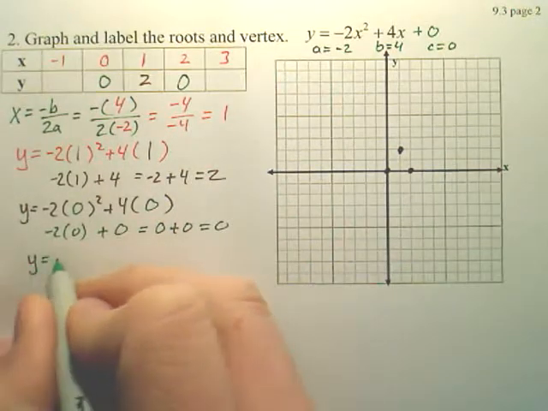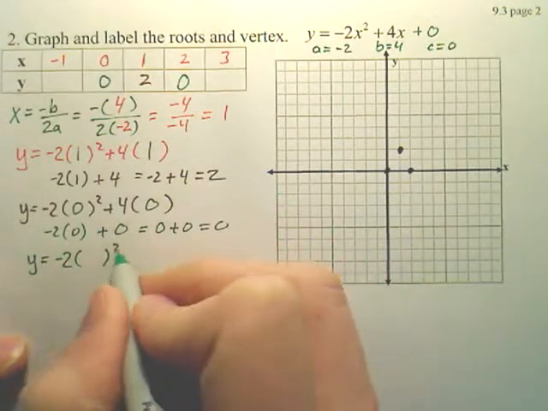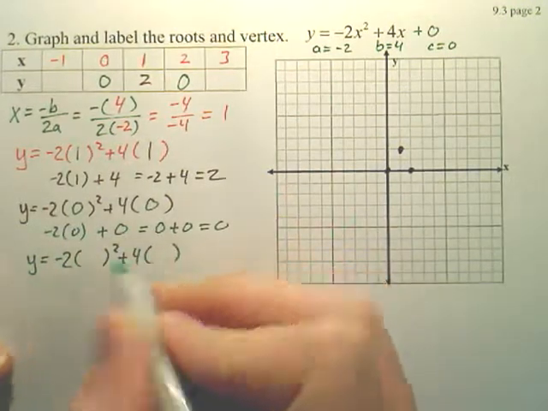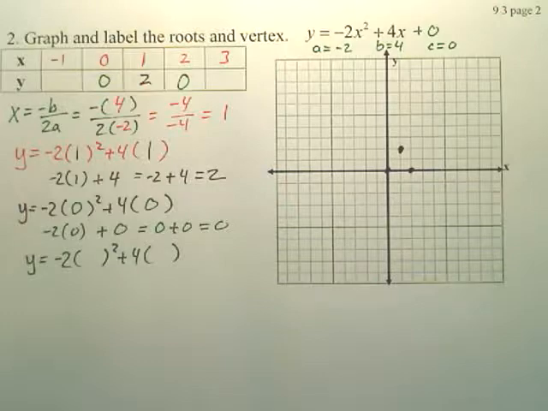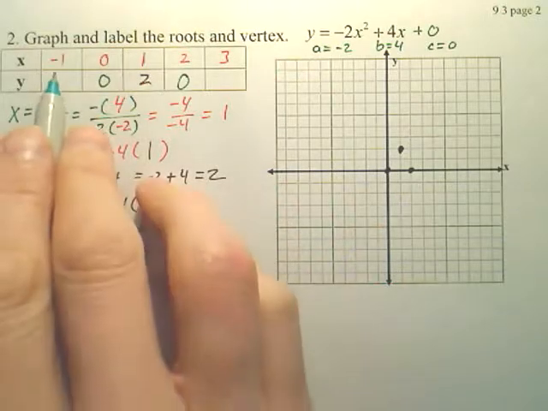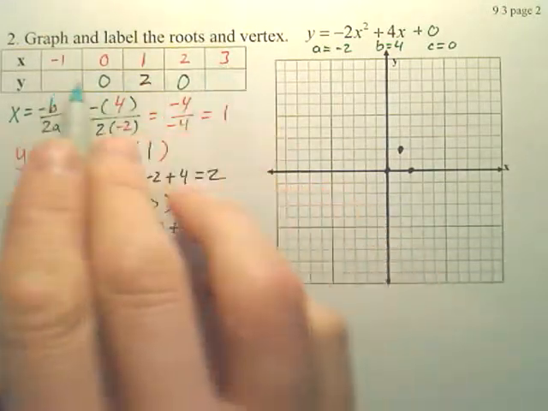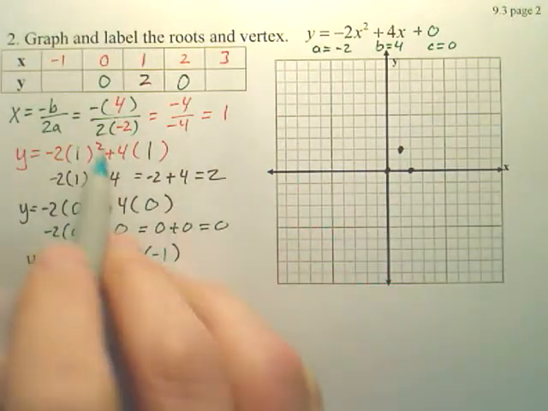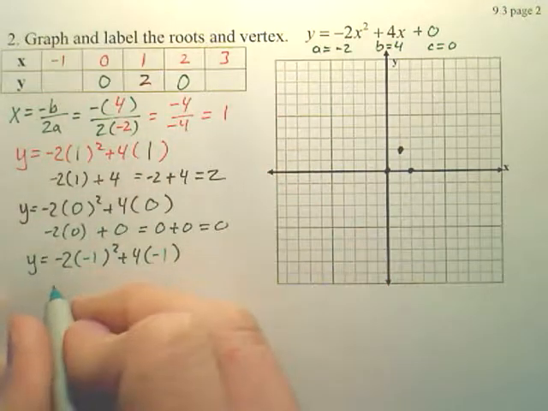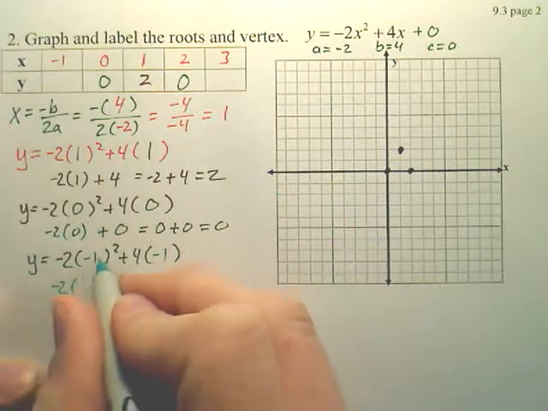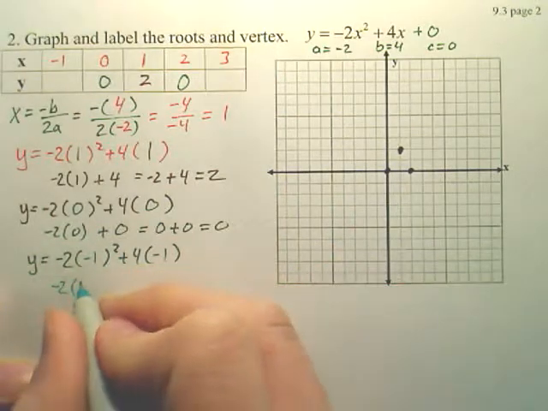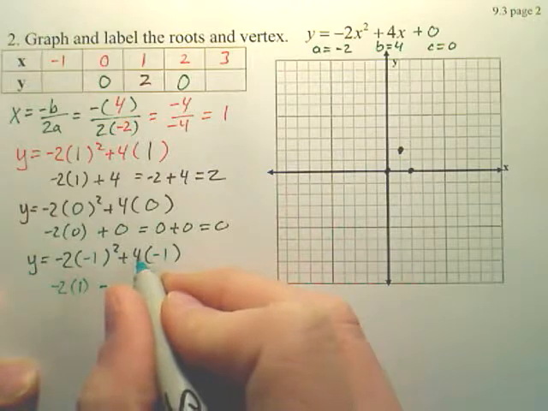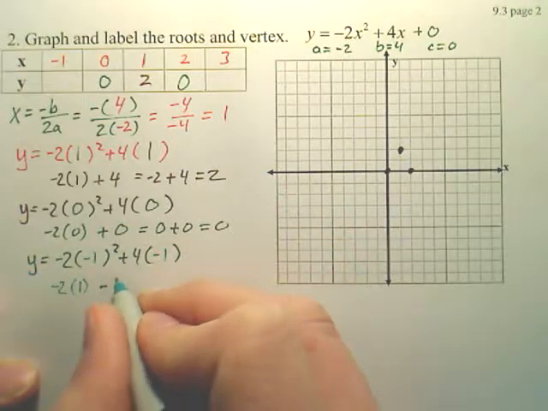Next, we're going to plug in one more coordinate. And we've got to think, which value would probably be best? Well, -1 or 3. It doesn't really matter which one. I'm going to go with -1. You can do either of these to give you the same answer. That'd be -2 times -1 squared, which is 1. 4 times -1 is -4.